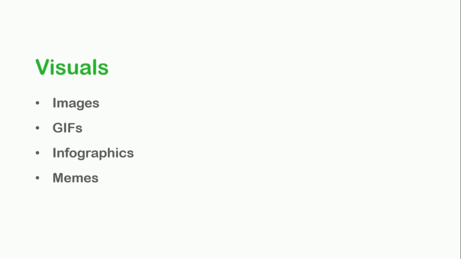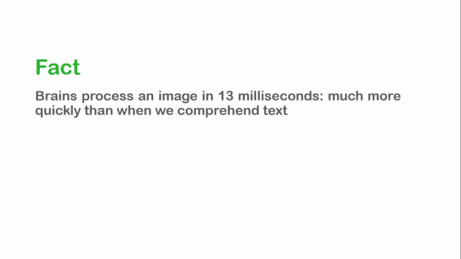with your post often. Why? Because our brains process an image in 13 milliseconds, much more quickly than when we comprehend text. You can get your message across to your audience at a great speed when you use an image. Not to mention, visuals trigger emotions that will make the message easy to remember later on.